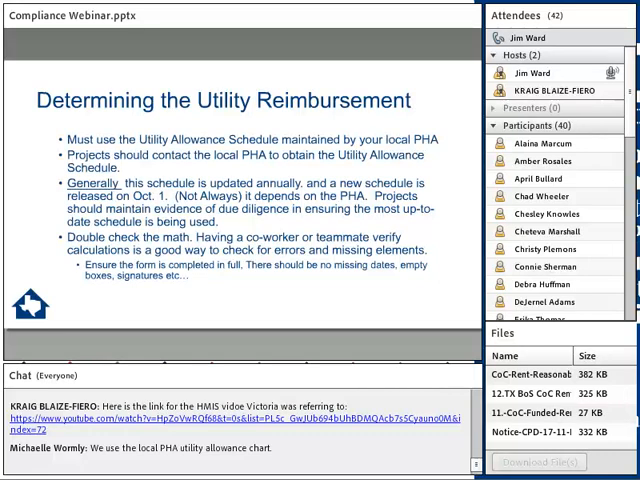When your HUD rep comes out to monitor, or if THN comes to do on-site technical assistance, there should be no missing dates or empty signature boxes on your utilities schedule or any of the other documents that we're talking about today. But that's definitely a way to raise red flags if you are using a utility schedule that is either outdated and there's no supporting documentation, or your utility allowance worksheets are not complete all the way.